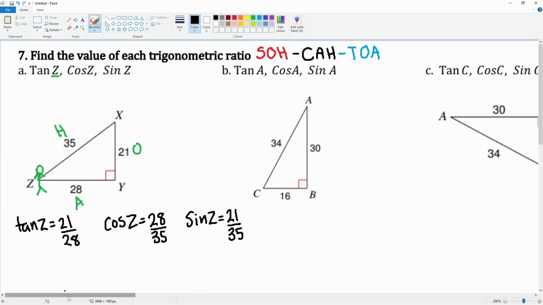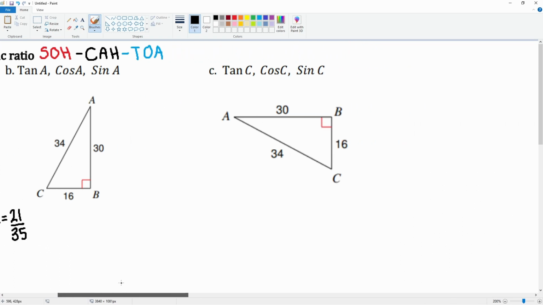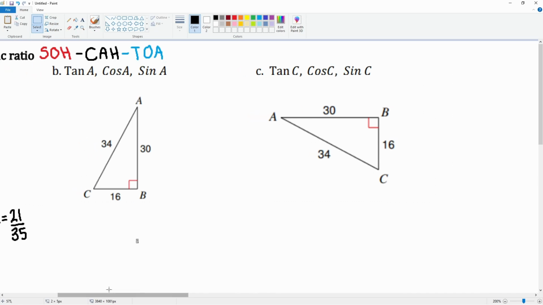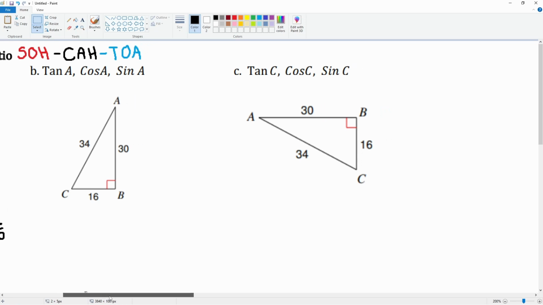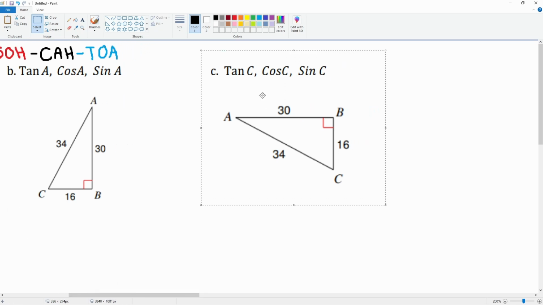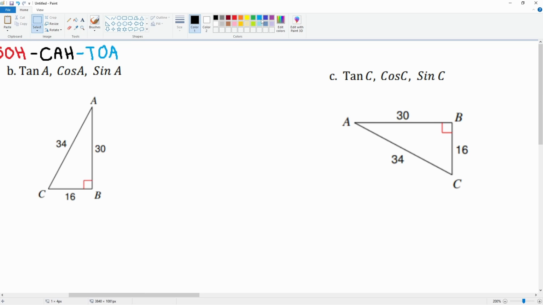Next, let's do B here. I'm going to move a little bit to the right so we have a little more room to look at. This is all from the point of view of angle A. So we draw that person at A, then we can label it. 30 is our closest, so that's adjacent. 16 is our opposite, and 34 is our longest, which is hypotenuse.